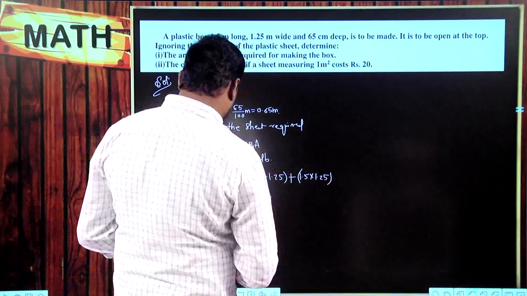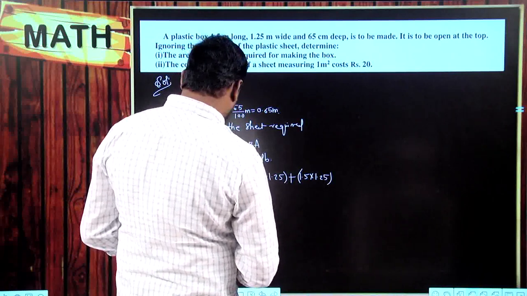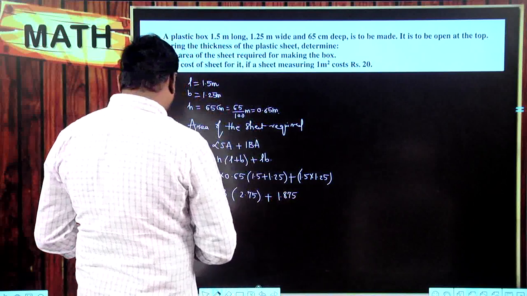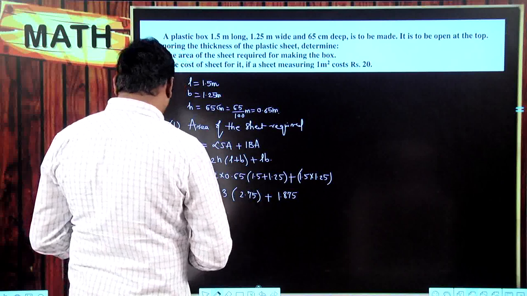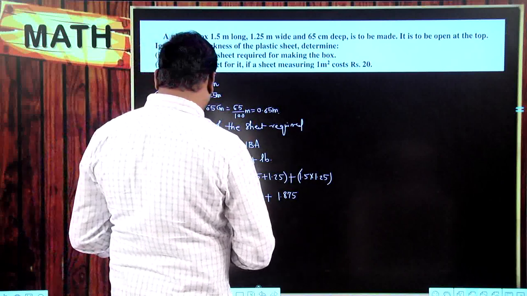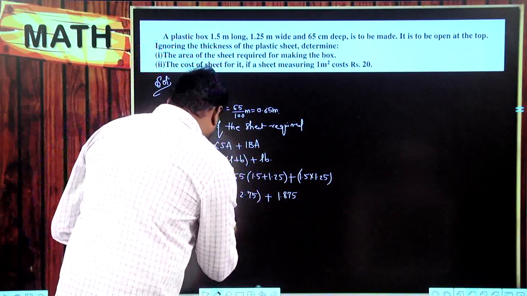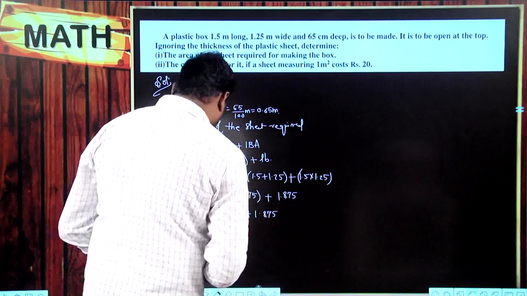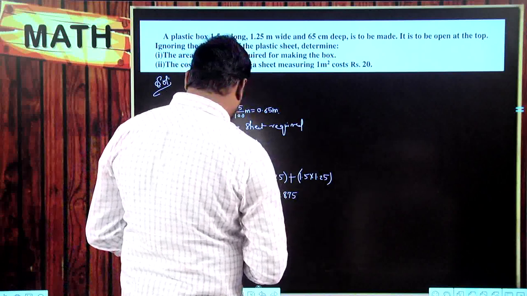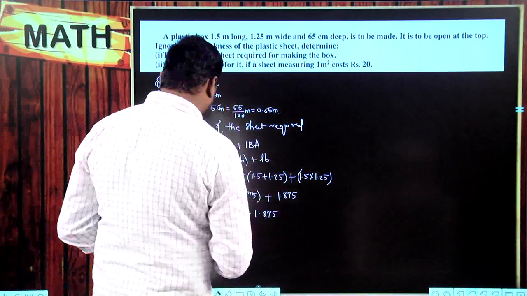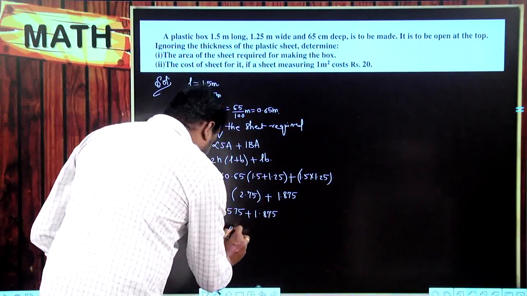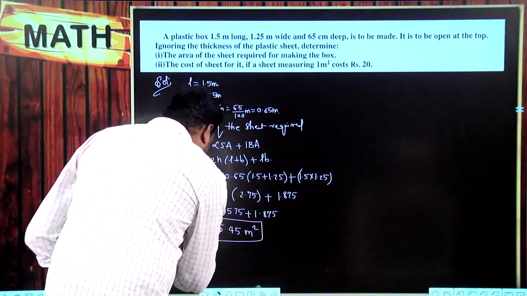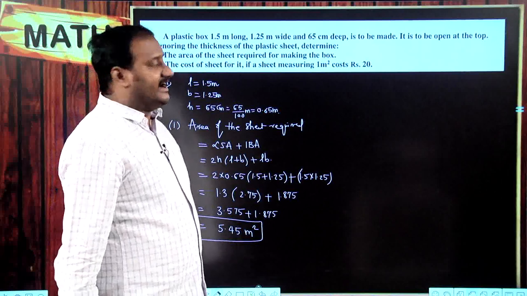So, 1.5 multiplied by 1.25 is going to be 1.875. And what is the total value of this? That is going to be 1.3 multiplied by 2.75, which is equal to 3.575, plus 1.875, which is equal to 5.45. So, 5.45 meter square is the total area of the sheet required for making the box. That is the answer for the first problem.